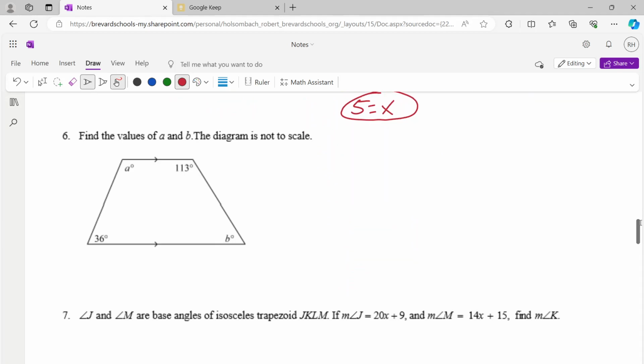In problem number 6, find the values of A and B. The diagram is not to scale. All right. In order to make this really simple, if you were to take this top line, you've got two parallel lines, and extend it. That makes these two lines parallel and they're cut by a transversal.